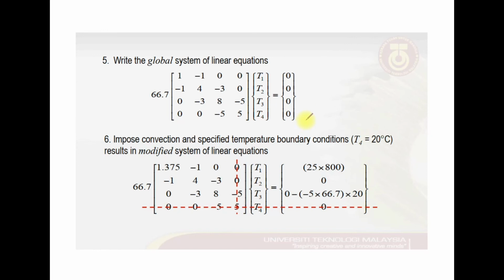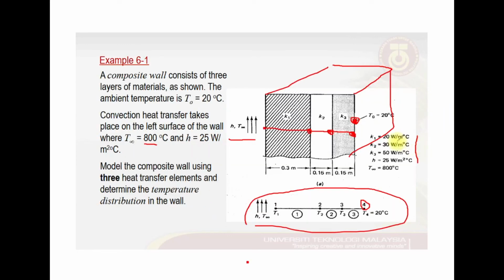So if we go back to our problem, we have two types of boundary conditions that should be considered: a specified temperature on the right surface of our wall, and also the convection process on the left-hand side of our wall surface.